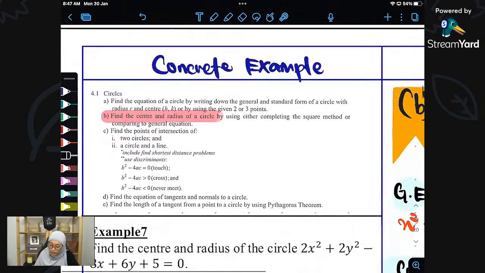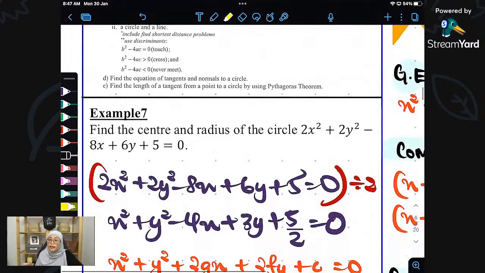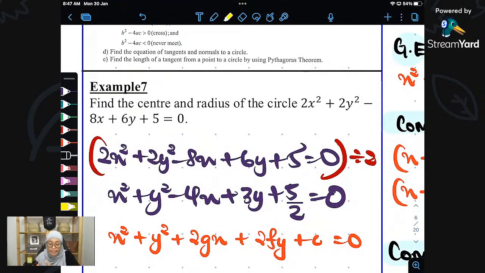Okay. And so let's go to the next learning objective, which is find the center and the radius by using either completing the square method or comparing the general equation. So yang ini kena highlight, completing the square method. So you must be good in completing the square method. Okay, so yang ini takkan lama. Saya akan ambil masa 10 minit lagi, sikit aja. I only have 2 examples to show you, example 7 and example 8.